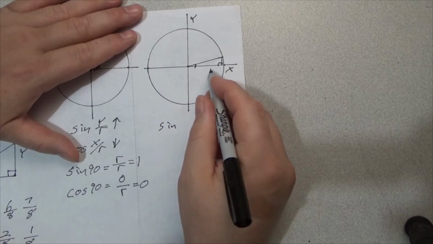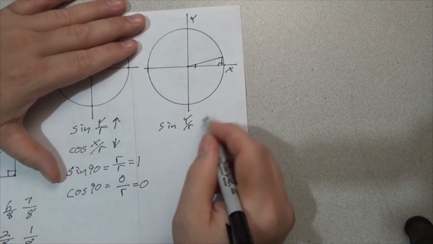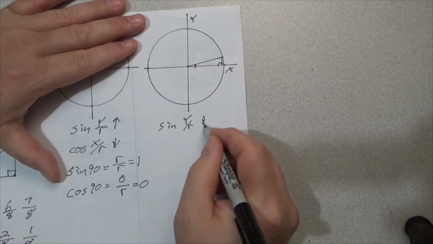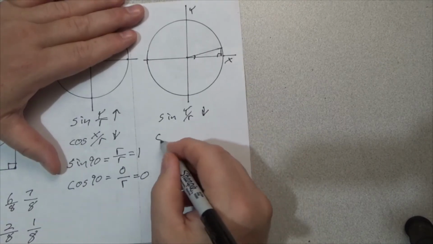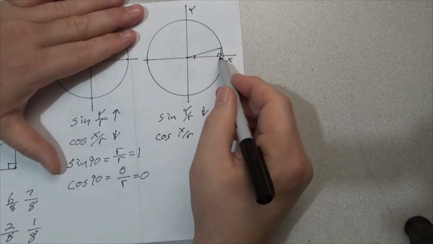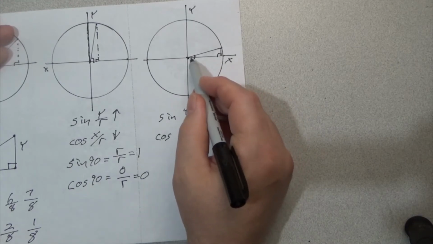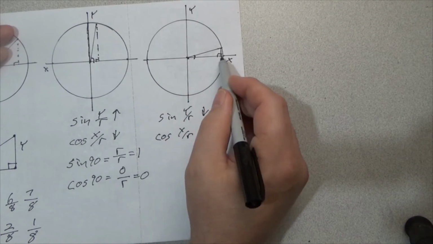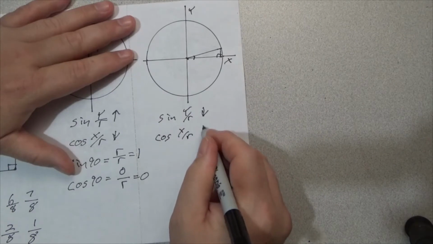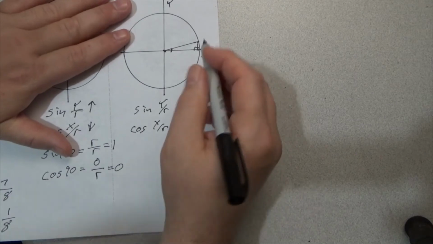Sine is y over r, and as we decrease our angle, the y value starts to go down. That's the numerator, so sine starts to decrease. And cosine is x over r. As we decrease our angle, our adjacent side gets bigger and bigger, closer and closer to what r is. So as that happens, cosine goes up. So let's see what happens when we take it all the way down to 0.